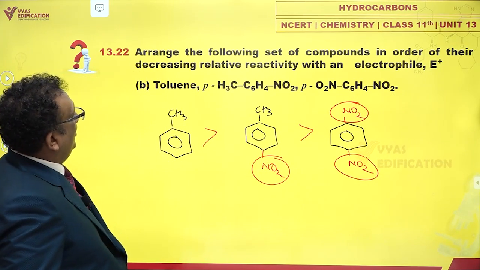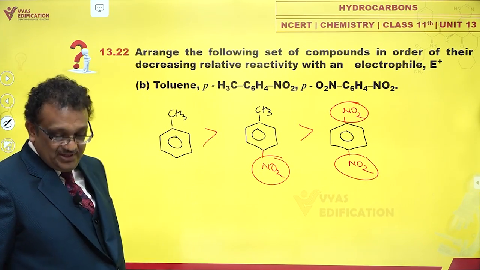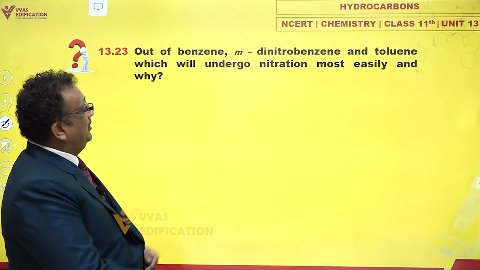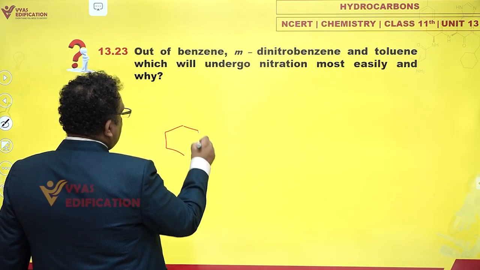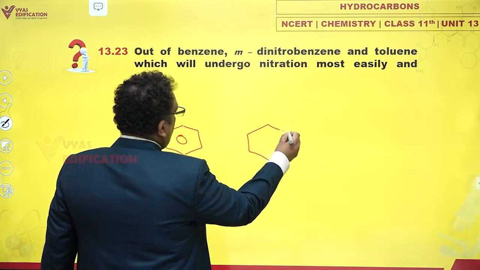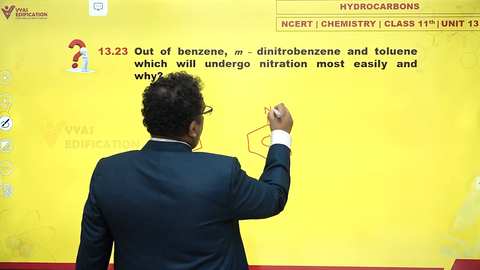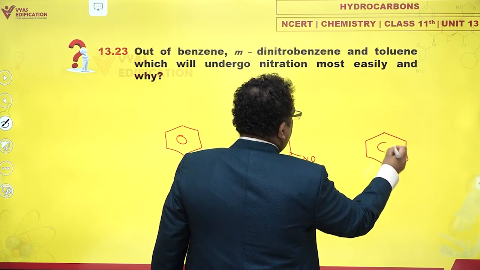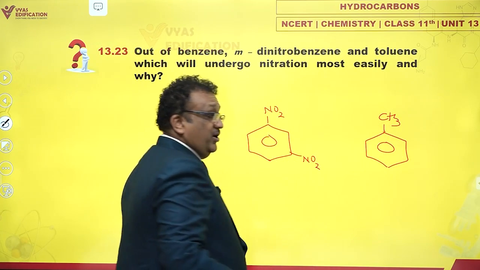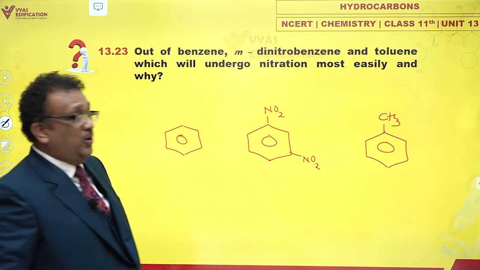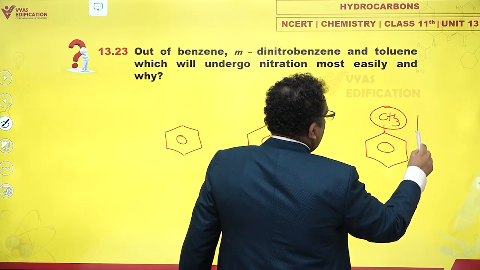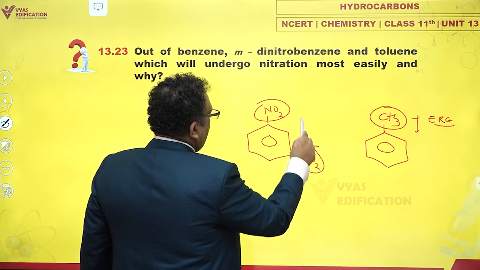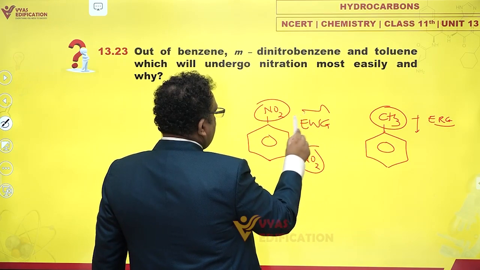So this is the order of decreasing reactivity with electrophile E+. Yes, it is. Out of benzene, meta-dinitrobenzene, and toluene. Meta-dinitrobenzene, my God, two NO2 groups, very heavy. Heavy means they're tremendously electron withdrawing groups. They make the ring very electron deficient. And toluene has a methyl group, which is a slightly electron releasing group. These are electron withdrawing groups.